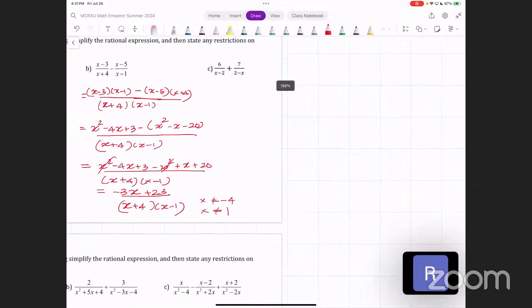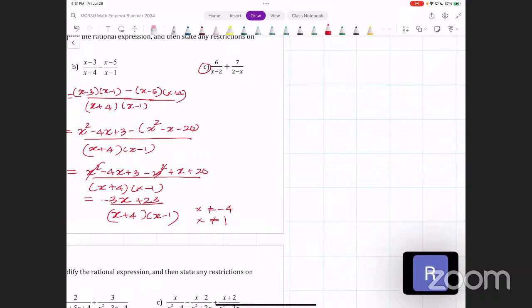Okay, can you just do the C for me, please, if you understand? C is tricky. Let's see if you can do it. C is a little tricky. Do they have the same common denominator? Yes, no? I'm going to say they do. Let me show you.